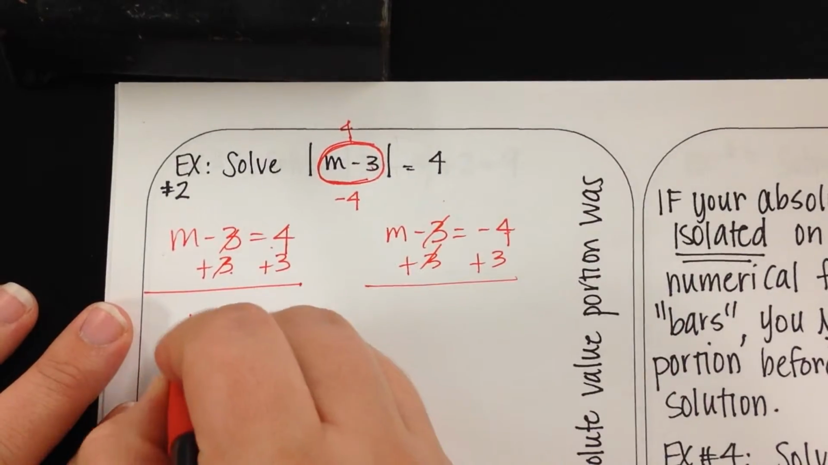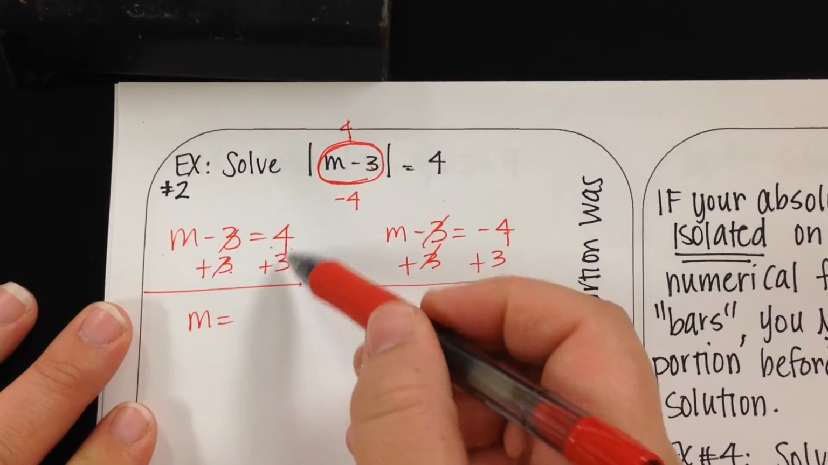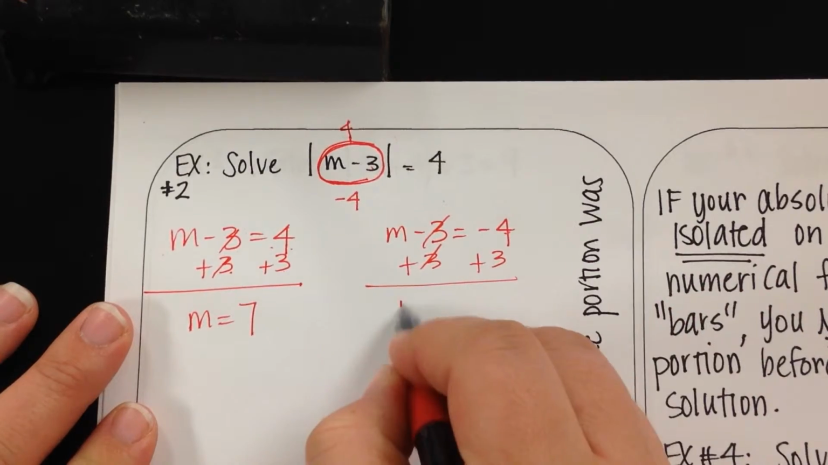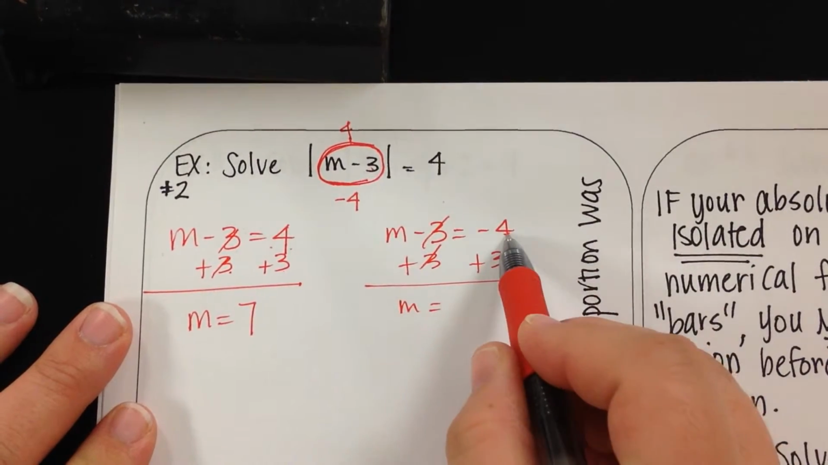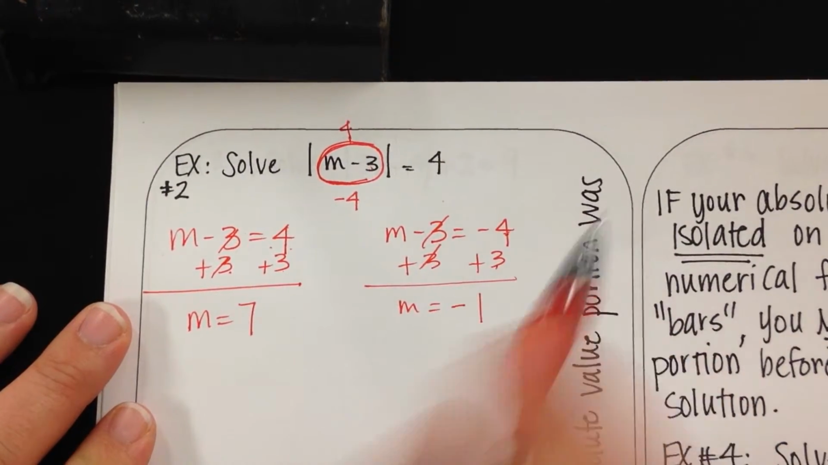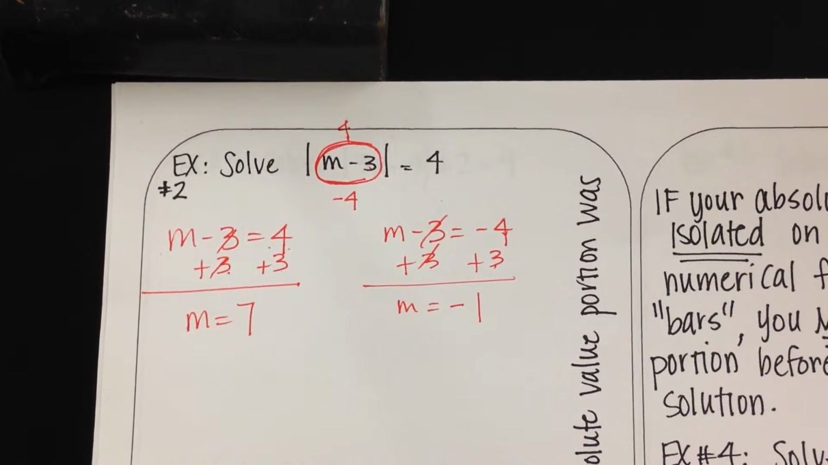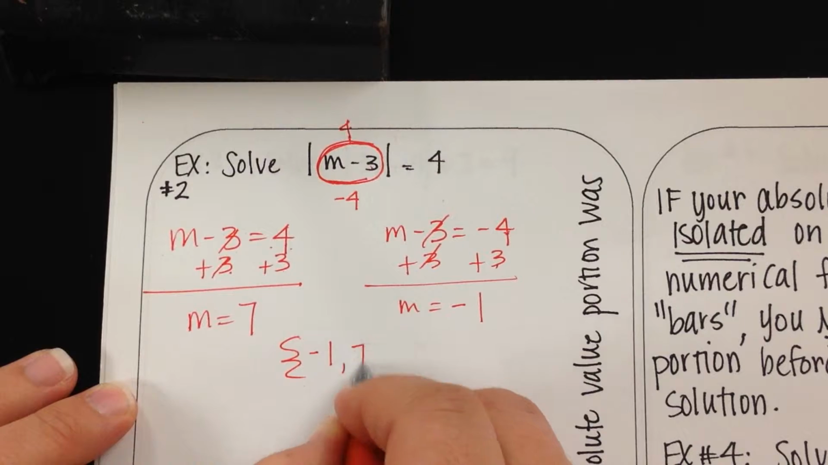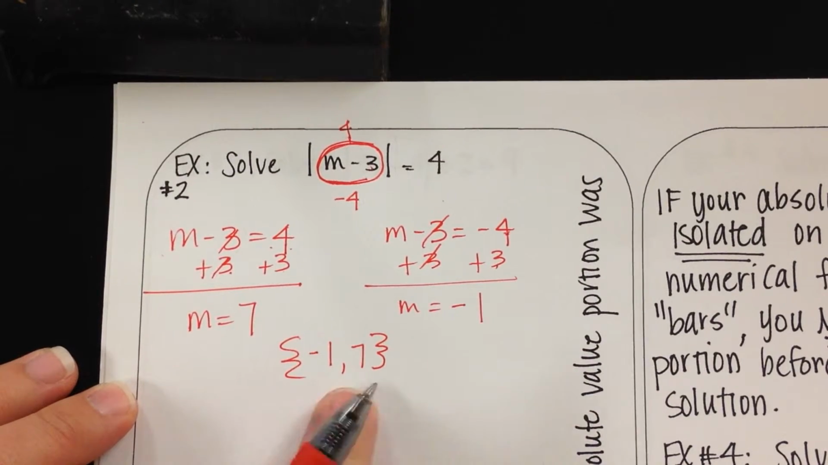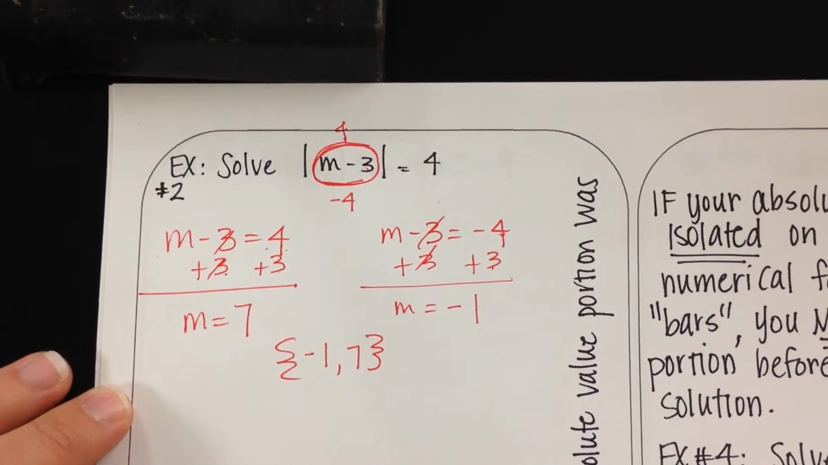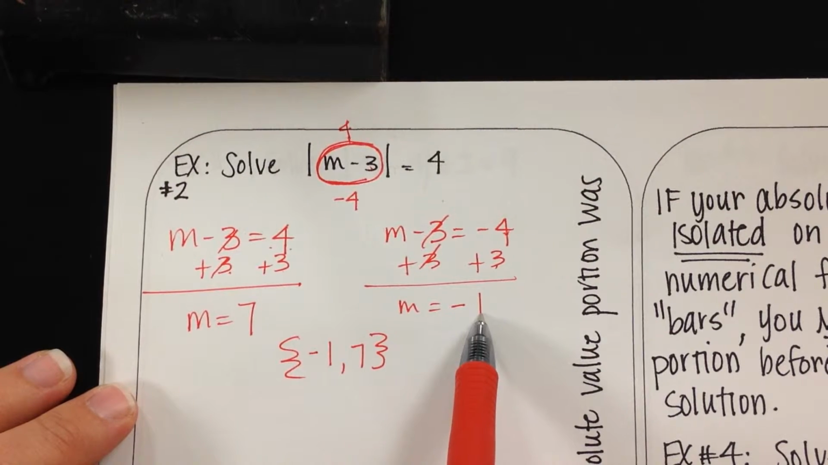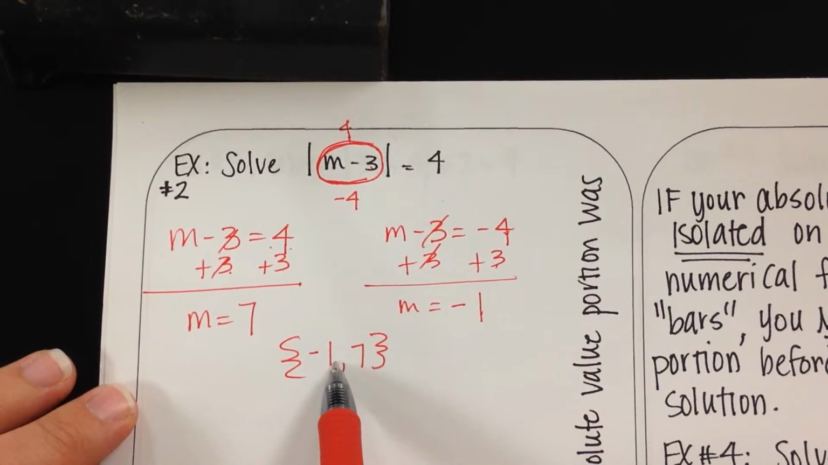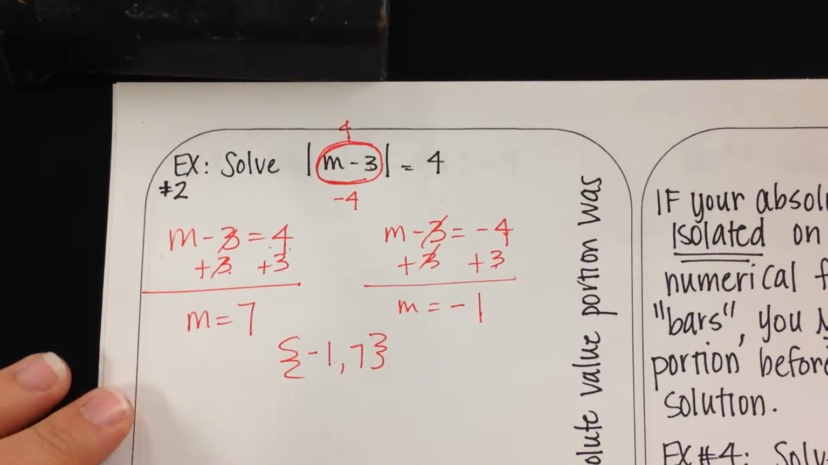And so what does my m equal? Well, 4 plus 3 is 7. The second part, negative 4 plus 3 is negative 1. So here I've got two solutions. You will write your answer in bracket notation. Make sure that it's numerically in order. So even though we solved for negative 1 on the right side over here, we do want to put that first in our bracket notation.